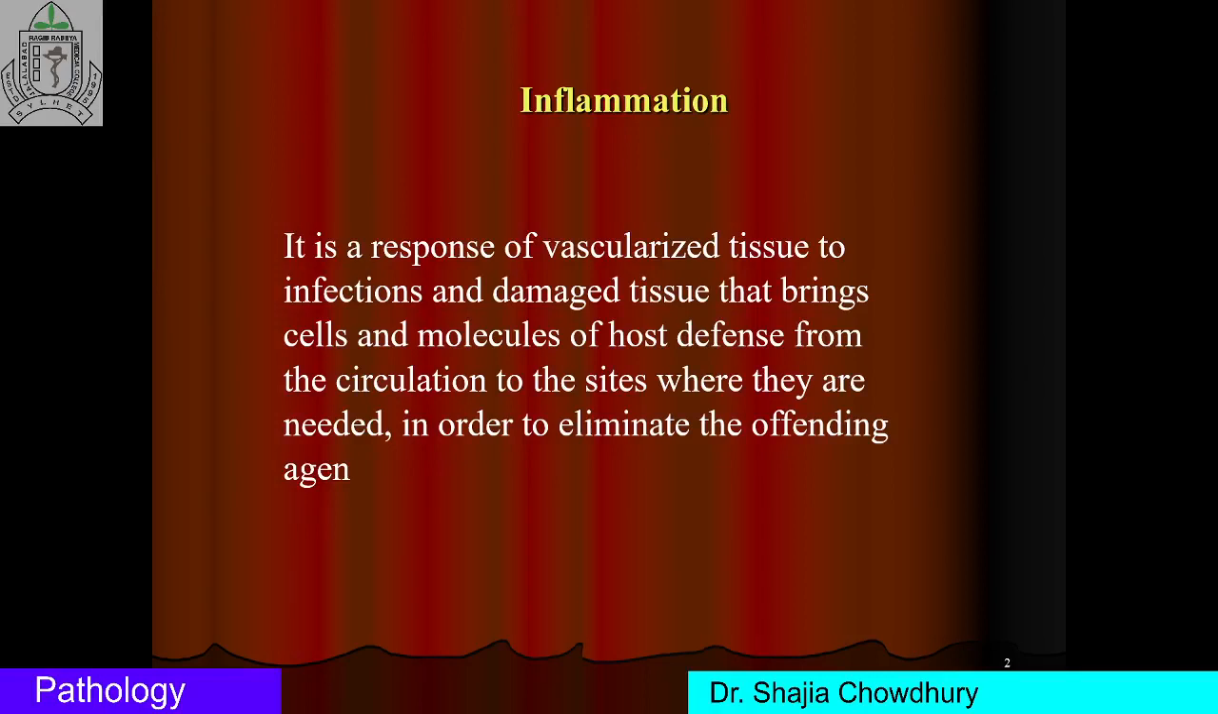First, what is inflammation, or define inflammation? It is a response of vascularized tissue to infections and damaged tissue that brings cells and molecules of host defense from the circulation to the sites where they are needed in order to eliminate the offending agent. It is a large definition and you should memorize it part by part. First important word is response of vascularized tissue. For what? For infections and damaged tissue.